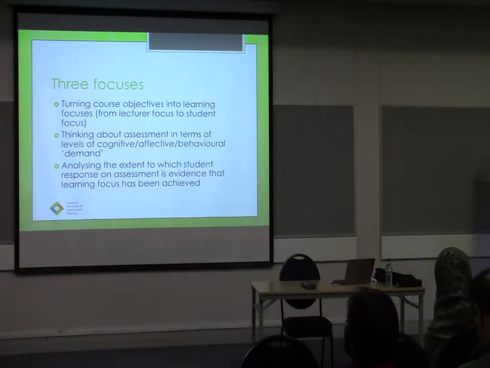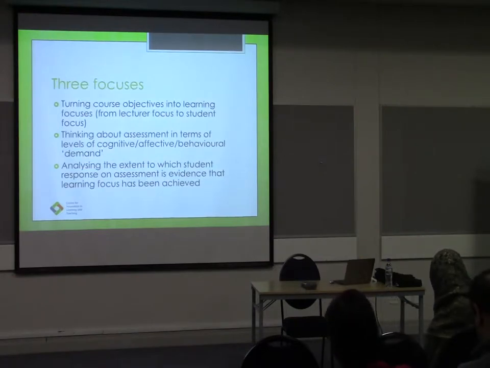So first of all, in alignment terms, we're looking at what is it that we want to achieve. The second thing is, we're thinking about assessment as an action that involves some kind of cognitive, affective, behavioral, or other demand, in inverted commas. So thinking about what is it that we want, what is the demand that we place on our students? It often is not just one of these, especially again in the professional disciplines.